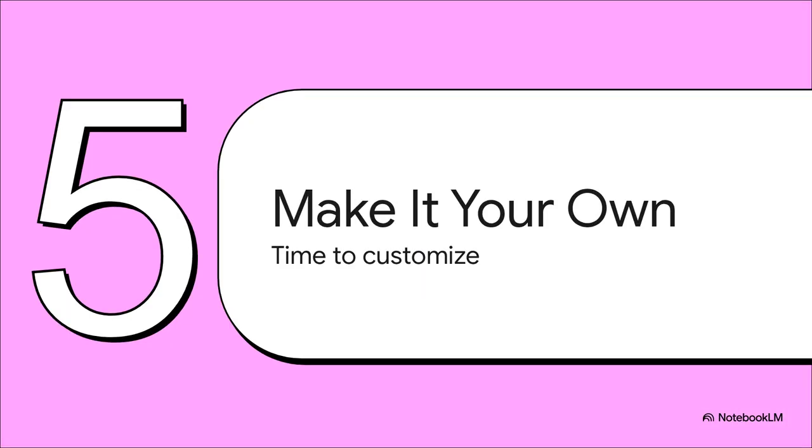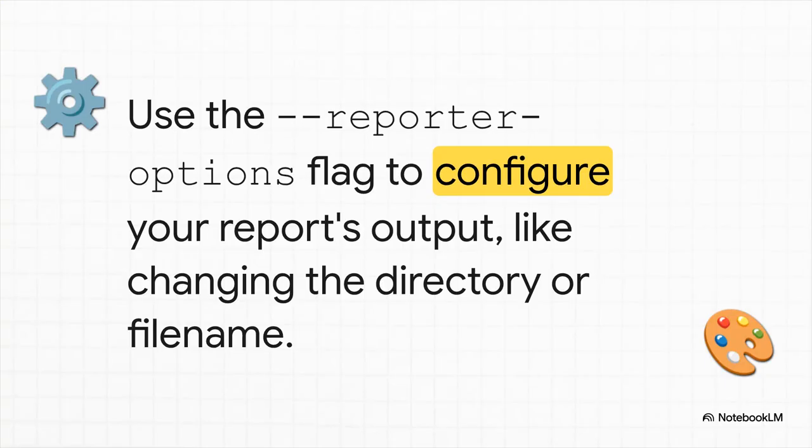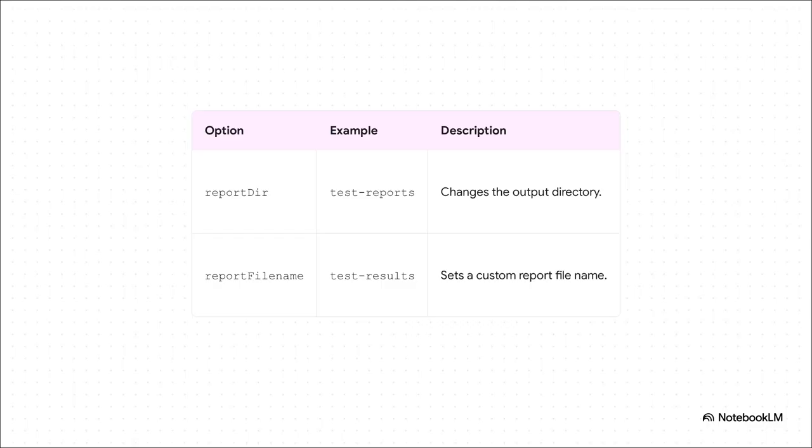Mochawesome works great right out of the box, but you can also tweak it to fit your project perfectly. So let's talk about customization. To customize things, we just add one more flag to our test command, --reporter-options. This little flag is your gateway to passing in all sorts of settings to change how the report looks and where it goes. Here are 2 of the most common ones.